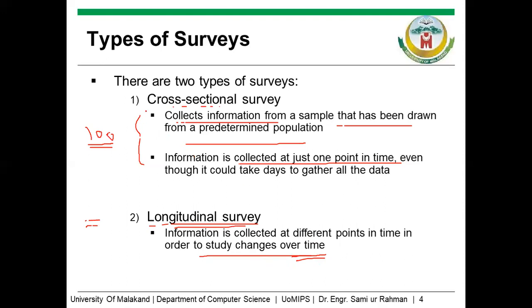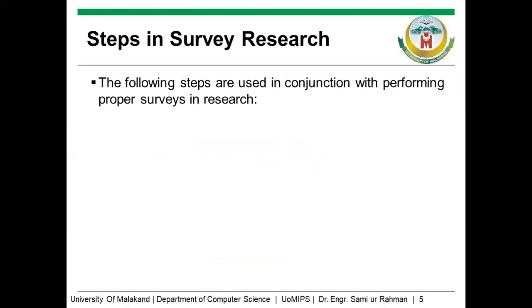Okay, so in a cross-sectional survey, the information is collected once from each sample, while in a longitudinal survey, the information from the same sample is collected multiple times at different time slots. Okay, now steps in survey research.